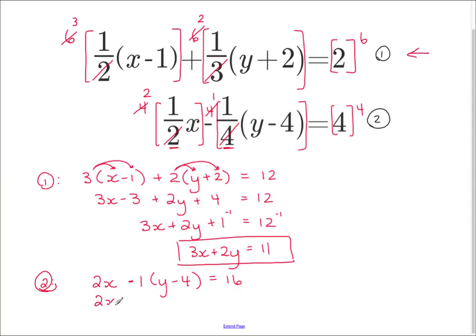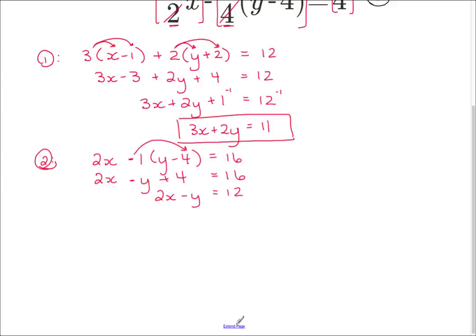That's going to give me 2x. This -1 is going to go through the bracket, so I have -y plus 4 equals 16. And then I only have this +4 on this side. Remember, it's +4 because I did the distributive law here. I did -1 times -4 gave me +4. So I'm going to subtract 4 on both sides. So I have 2x minus y equals 12.